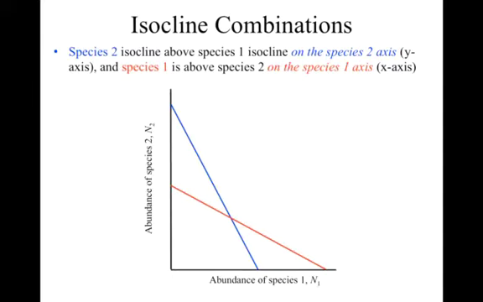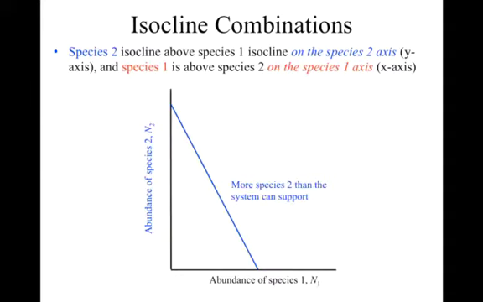It's getting a bit repetitive now, but we're going to look at each isocline separately and think about how the abundance of that particular species moves relative to that isocline. So start with the species 2 isocline. And again, I've got species 2 along my y-axis. That's arbitrary, but that's how I've drawn it. And so I'm thinking about moving up and down, moving along the y-axis.